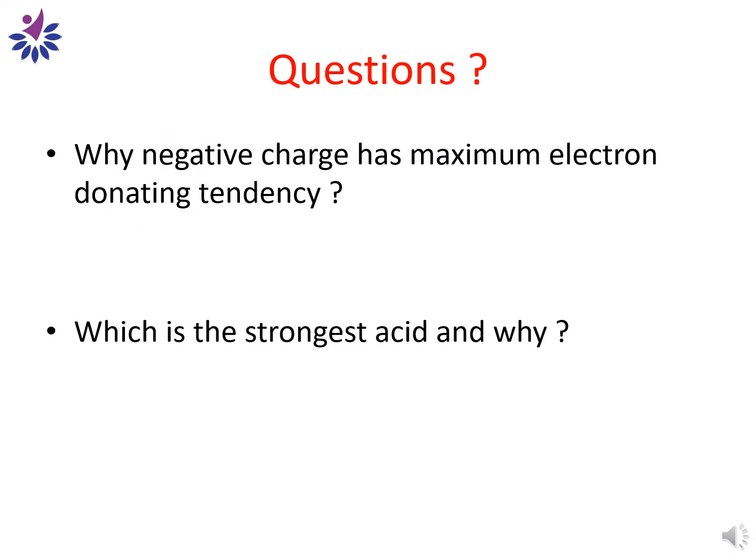In the first video, I asked you two questions: why negative charge has maximum electron donating tendency, and second, which is the strongest acid and why. Now I will give you the answer to the first one. Negative charge is the extra charge on an atom. Therefore, it is not under the influence of nuclear charge, while a lone pair is, hence not that easy to be given. And the second question, we will discuss when we study chemical properties of acids.